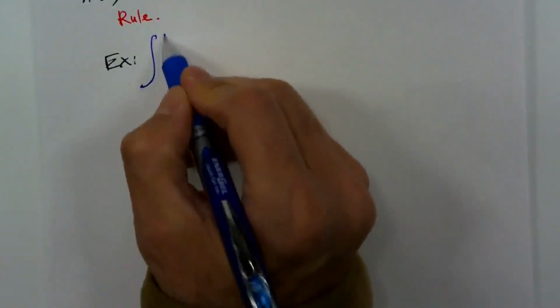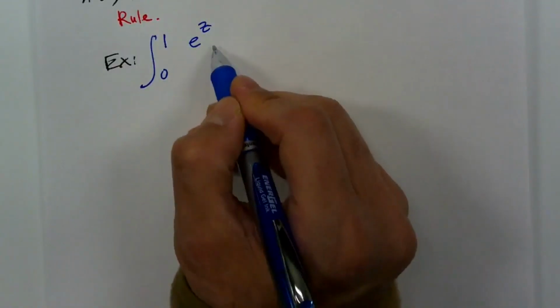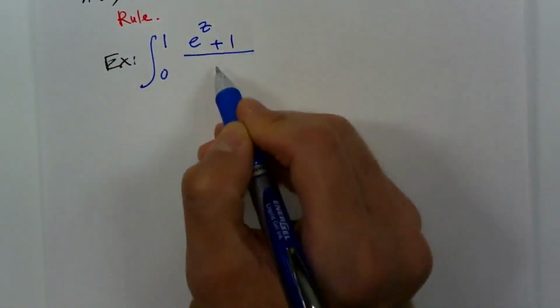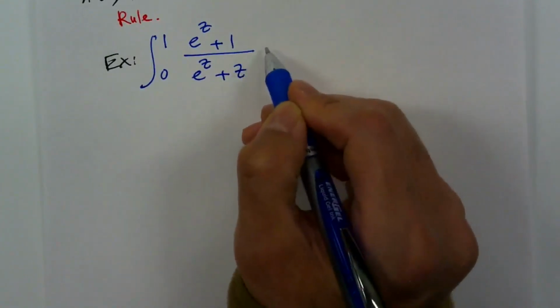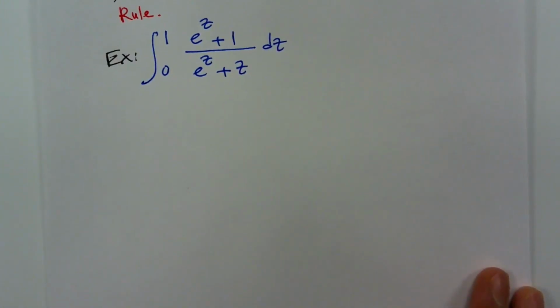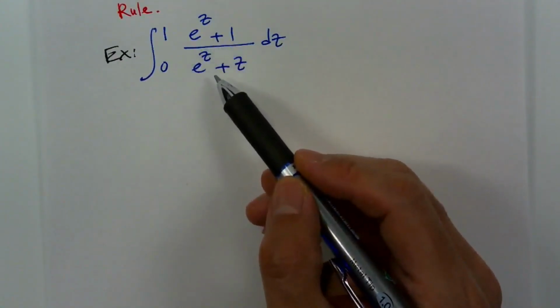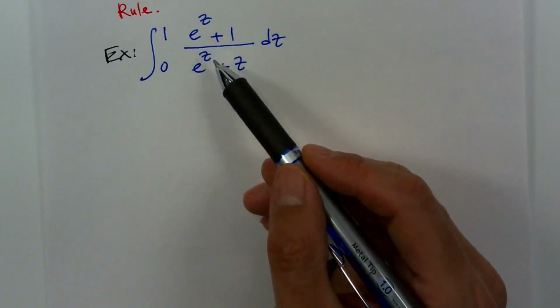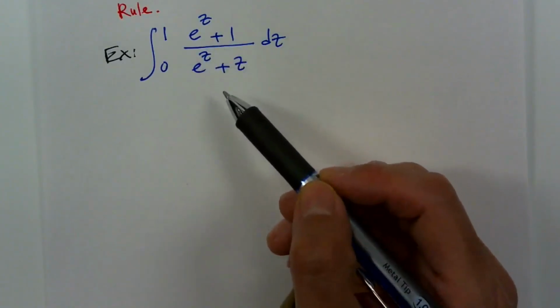Here's that example. Suppose we want to integrate this definite integral of (e^z + 1) divided by (e^z + z) dz. In the integration by substitution rule, we learned that we look at the integrand and see if a piece of it can be written as the derivative of another piece of it. And in fact, in this case, we can do that.